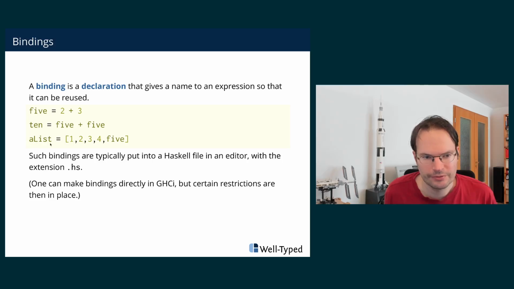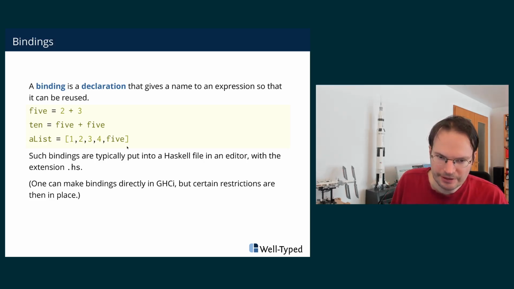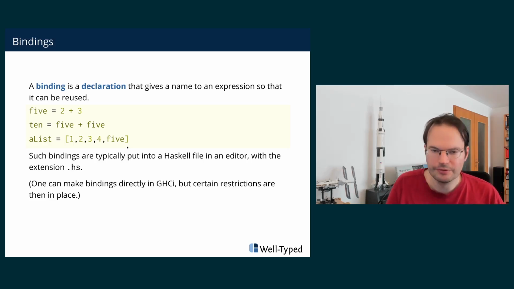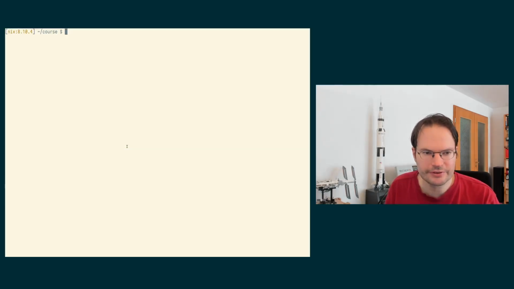And you can also use 5 in any other context. So here a list is another binding for an expression of list type, which again makes use of the binding 5 that we have already made before. Okay. Such bindings are typically put into Haskell modules, into a Haskell file in an editor. And such Haskell source files have the extension .hs. And I'm going to show this now.